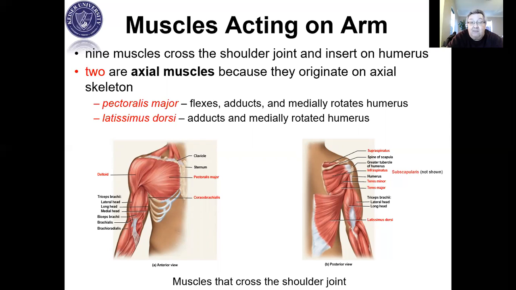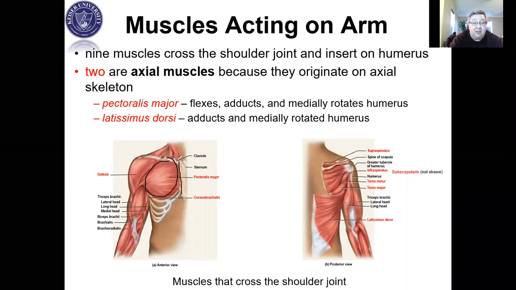We have pec major that does a lot. Remember, it does a lot of things. It's coming from the sternum. So remember this muscle we talked about yesterday right here. Its origin is on the sternum and the clavicle, and it inserts right over here on the humerus in the bicipital groove. So it does a lot of actions.